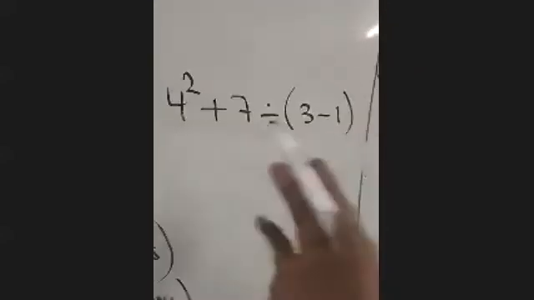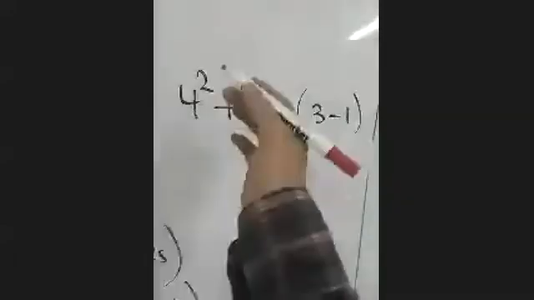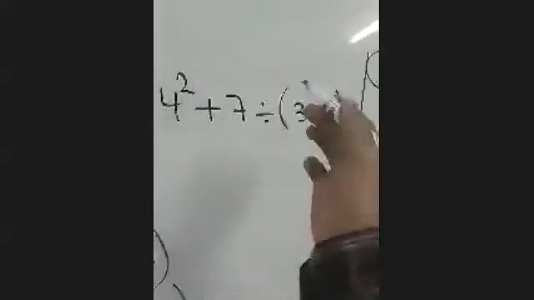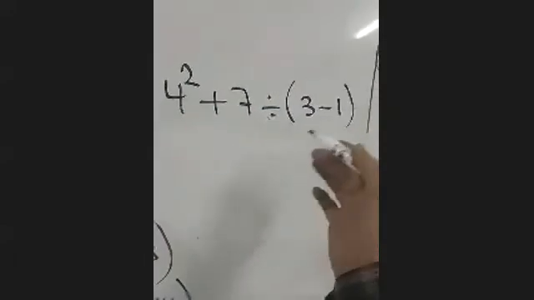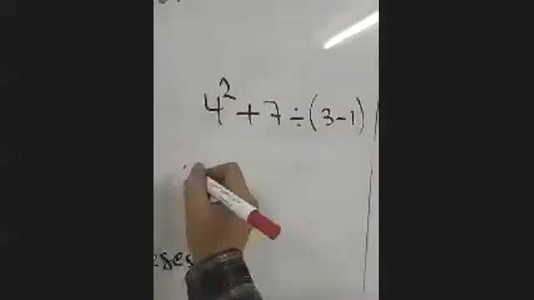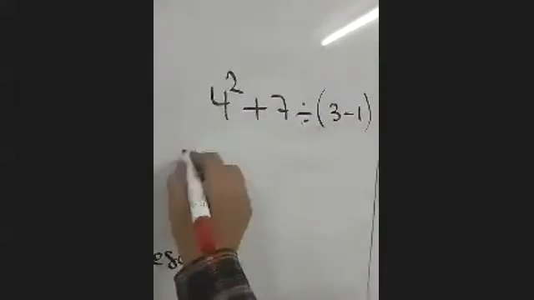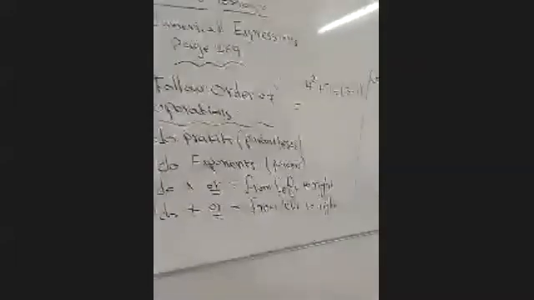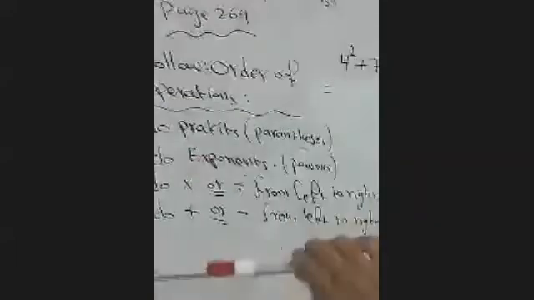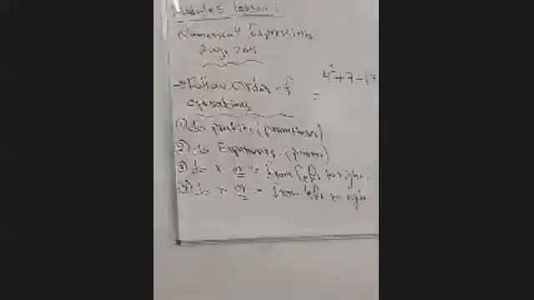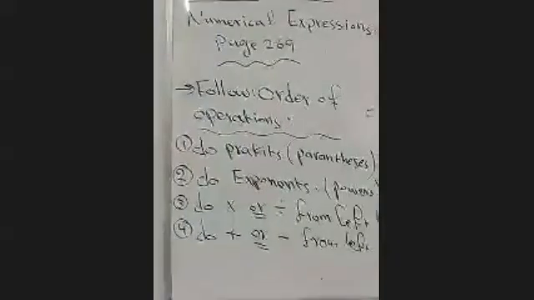Now, let's do this example here. We have 4 to the power 2 plus 7 divided by a bracket, and inside the bracket is 3 minus 1. Now let's calculate it together, guys. It's a very important idea, so please focus with me here. I will always follow the order of operations. The first thing they said is do the brackets, okay? So I'll do the brackets first.